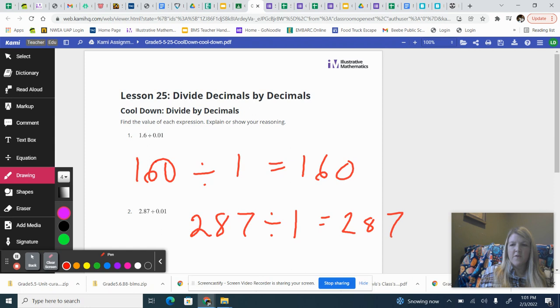So these are your answers for your cool down. And so if you missed them, go back in Kami and make the corrections before you turn it in. And if you have any other questions, let me know.